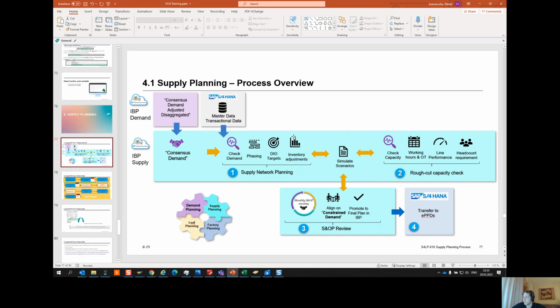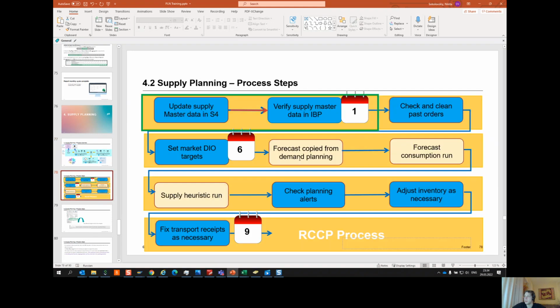a reasonable and feasible plan. Then, of course, it should be reviewed by business, by headquarters of the market, and finally transferred to SAP, so to PPDS for every plant, every market, like the list of requirements, what should be done. So, hope it makes at least a little bit of sense for you.